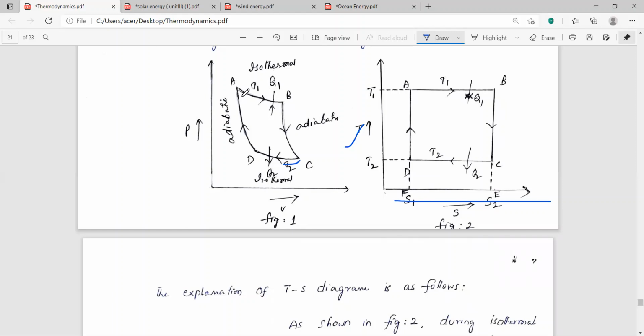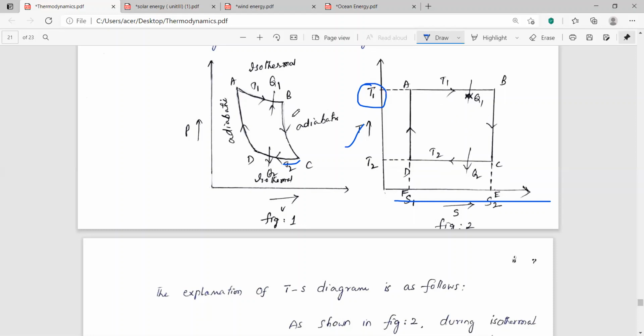That means from A to B, the whole temperature is constant at T1. So this curve can be shown like a straight line which is parallel to the x-axis from A to B. Why? Because from A to B, the whole temperature is at T1. So this can be drawn like a straight line in the TS diagram.